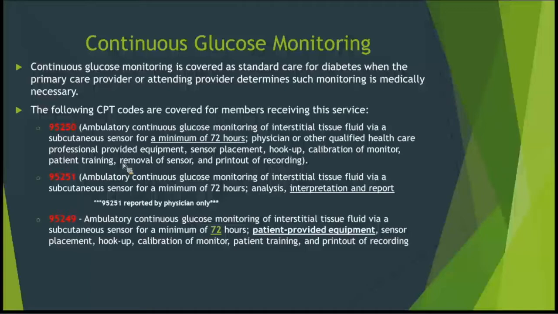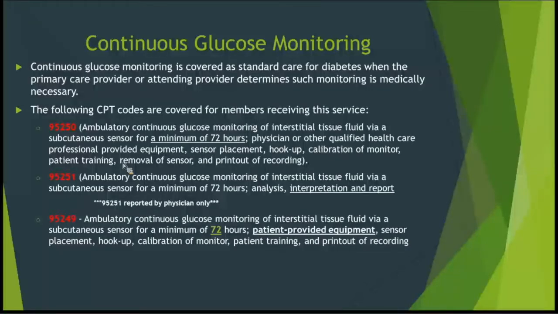So what Medicare has is what's called an Addendum B, and you can go there and it shows you what is for the hospital and what is for the physician. If you, as a hospital, report 95251, it will be denied as non-covered, because that should be the physician who is reporting that. The physician is doing the interpretation and report. The hospital is doing the hookup.